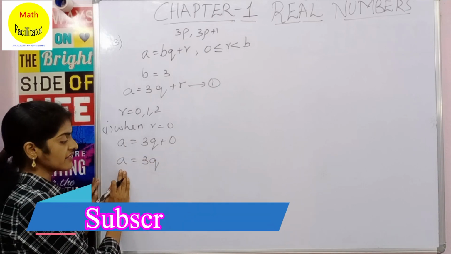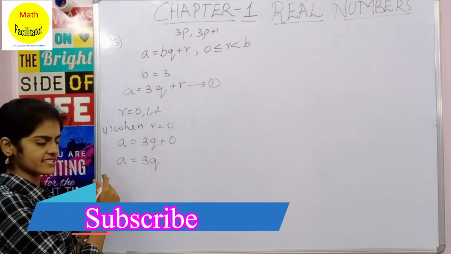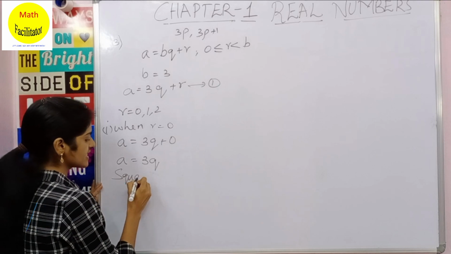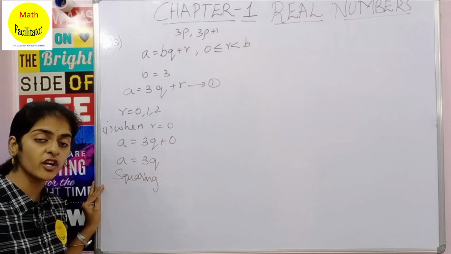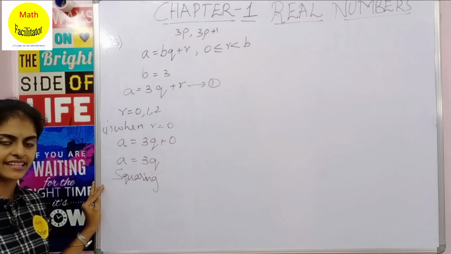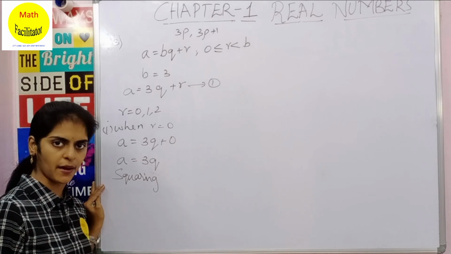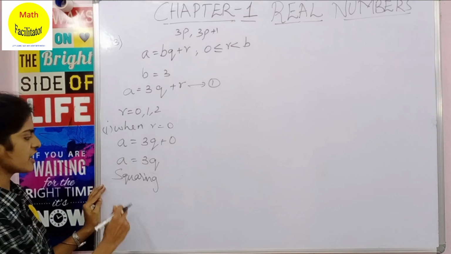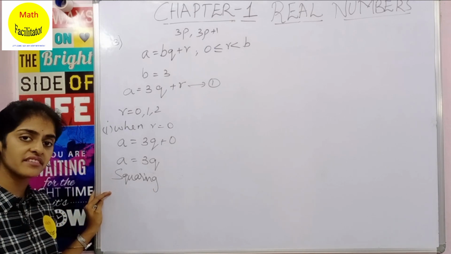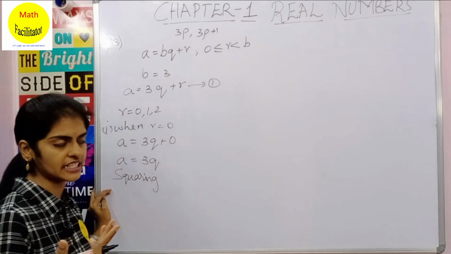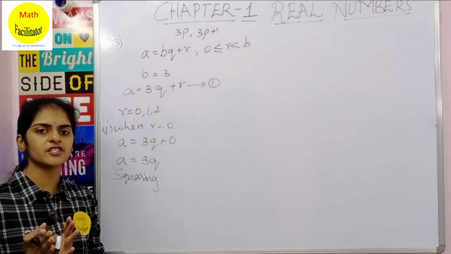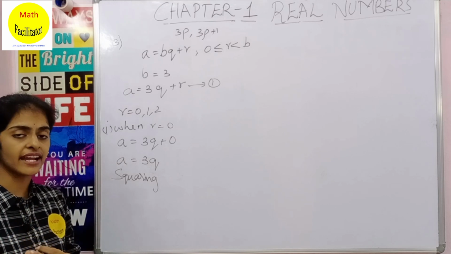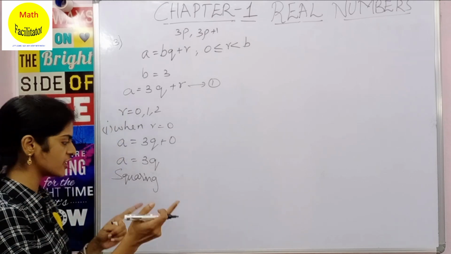Clear? Now after this step we have to square this. So squaring on both the sides. Now why are we squaring? Because in the question they asked us to find the square of any positive integer. So you have to square. If in the question it is given that cube of any positive integer is of this form, then you have to cube here. So it completely depends on the question. Since you are asked to find square of any positive integer, you are squaring it.